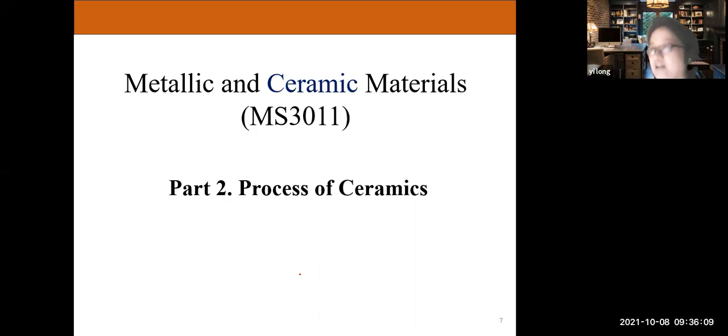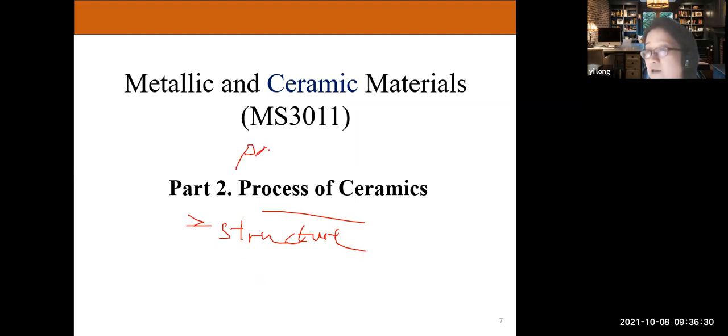Okay, so if you see clearly what we have seen, week 1 is structures, all sorts of structures. We said nanostructures, microstructures, crystal structures, all these are structures. Then this week we have process, and also the weeks after, weeks 4 and 5, are about properties.